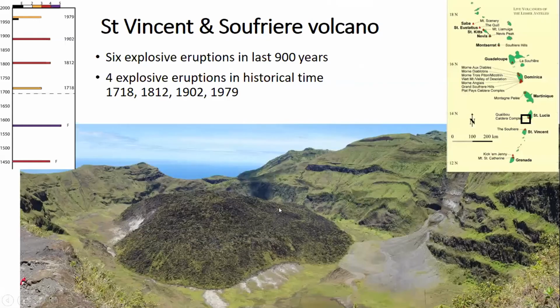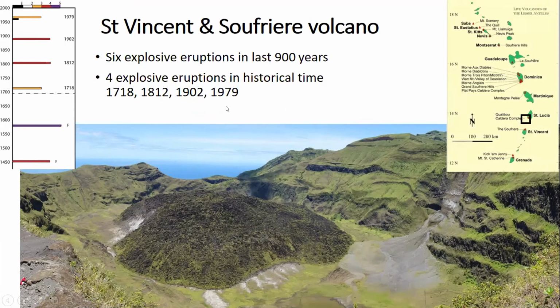Now, the final island I want to talk about, and eruption I want to talk about, is Soufriere St Vincent. Unfortunately, the box has just moved slightly. St Vincent is just here, towards the southern part of the island arc. And St Vincent is actually the most active terrestrial volcano in the Eastern Caribbean. You might think that Montserrat's the most active one. It's not in terms of actual eruptions. St Vincent is the most active volcano.